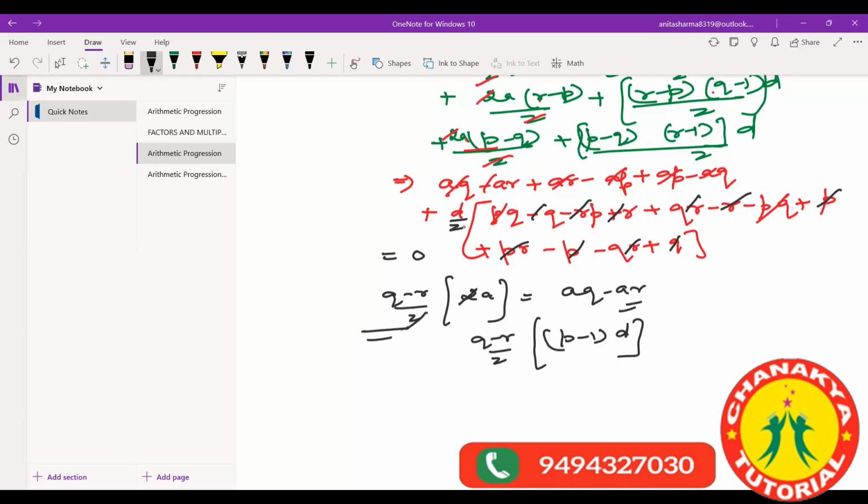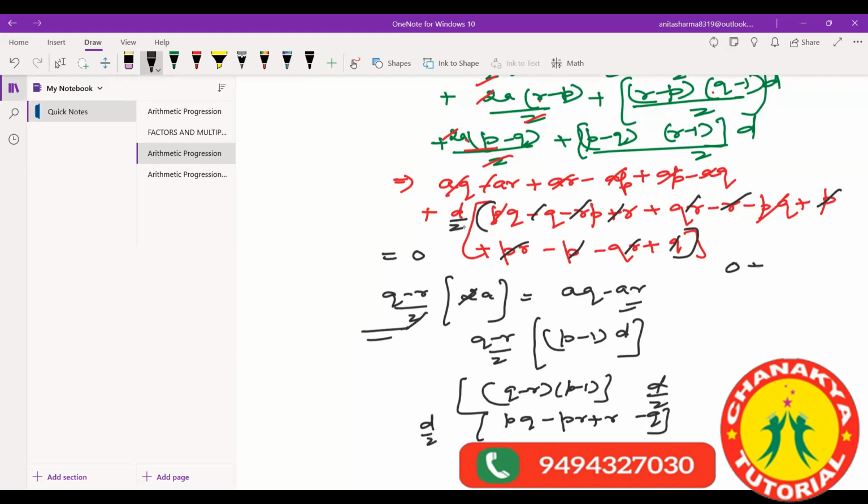Then you multiply D by 2, we can take it common. So when you multiply Q minus R into P minus 1, D by 2, we have taken common. So you are multiplying PQ minus PR plus R minus Q. Right, beta? So when you take common, inside the bracket all terms get cancelled. So 0 will be there. So D by 2 into 0, then the answer will be 0. Now Pranya, is it clear, beta? Yes, ma'am.